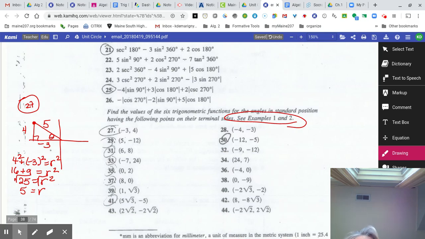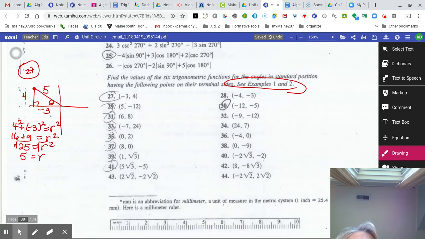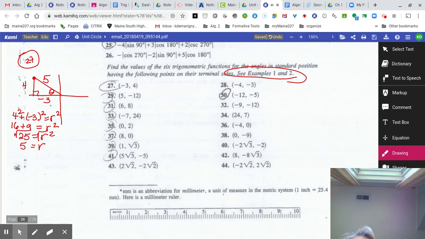And when they ask me for the sine, cosine, tan, I'm going to just label these right here. I'm going to tell you the sine of theta, cosine of theta, and tan of theta. And then I'm just going to give you, it asks you to find the 6 functions, and we want them to be exact. It's going to ask for exact in most of these.